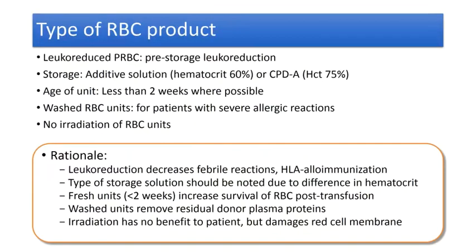The type of RBC product should be leukoreduced at pre-storage time, and the storage solution is either an additive solution or it's CPDA. And it's important to note that the hematocrit of the two is quite different, and that needs to be inculcated into the decisions on how much volume to transfuse to younger children. It is not as important for adults, though. The age of the unit should be less than 2 weeks where possible. And that's the general recommendation.